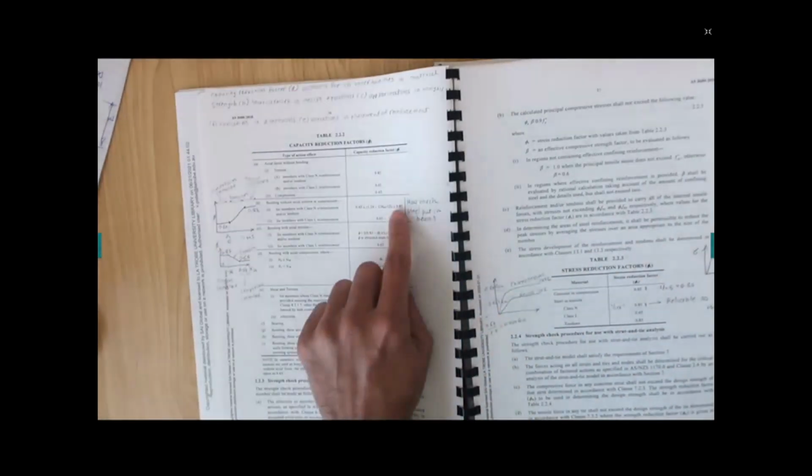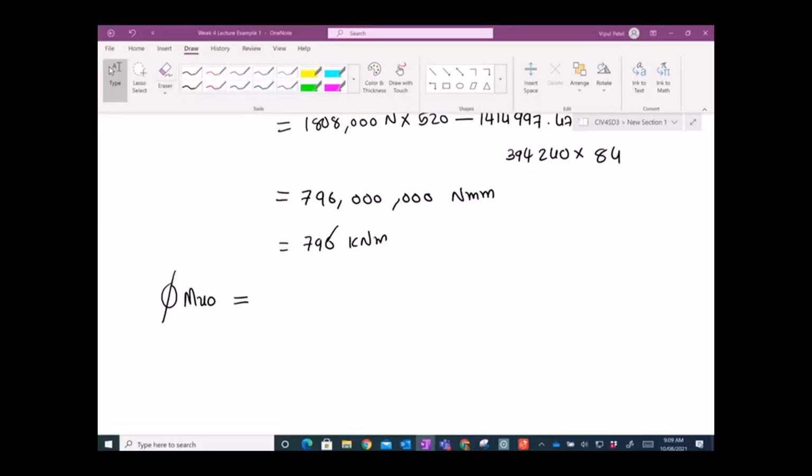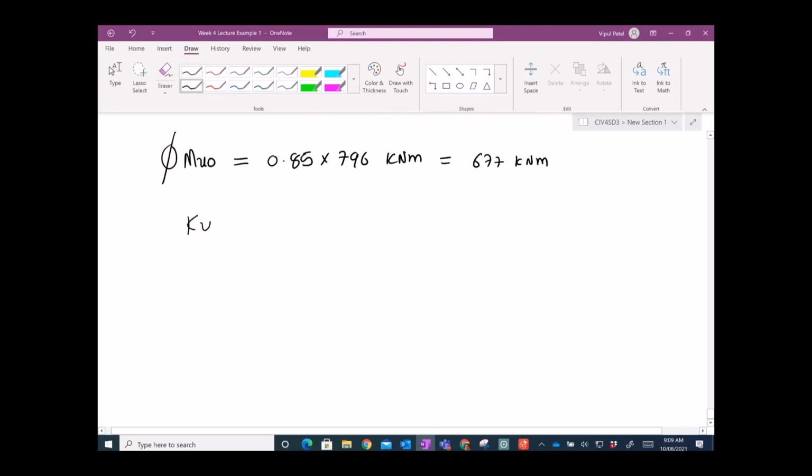But here we're going to take 0.85 because our Ku value is 79 kilo, because Ku value is less than 0.36. So you have a 677 kilonewton meter. So that is your answer. Now, in case the Ku value is greater than 0.36, what are you going to do?